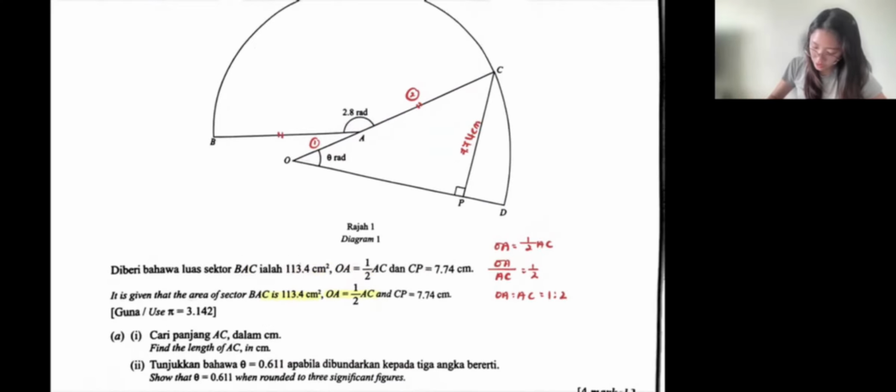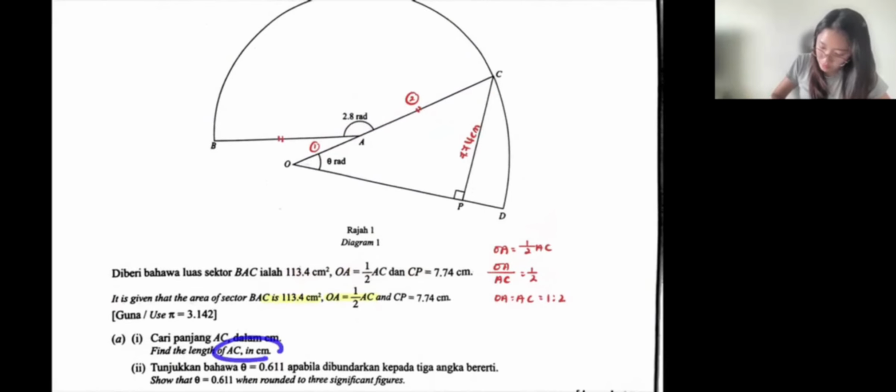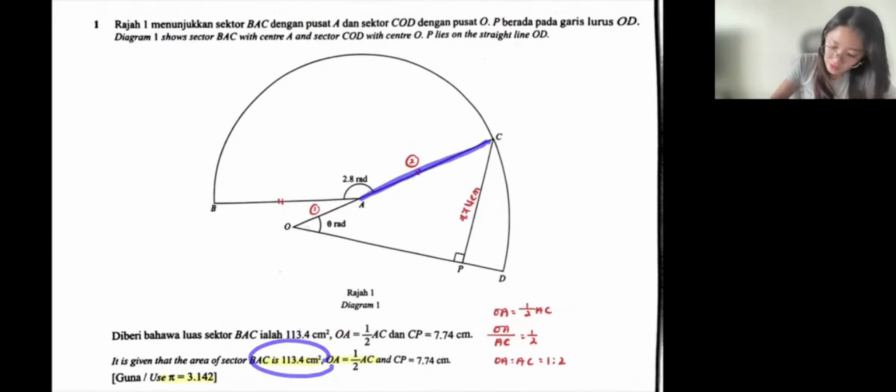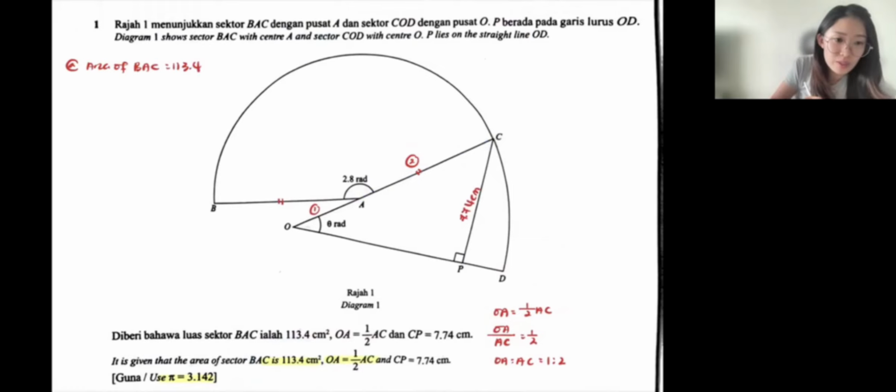They want us to find AC in cm. Be careful, they say for pi you have to use 3.142. To find AC, AC is the radius, so you can use the information here: the area of sector BAC equals 113.4. Formula: 1 over 2 r squared theta, where r is AC. So 1 over 2 AC squared times the angle 2.8 radian equals 113.4.